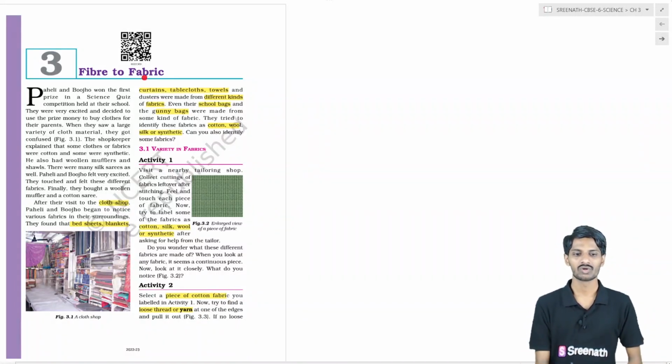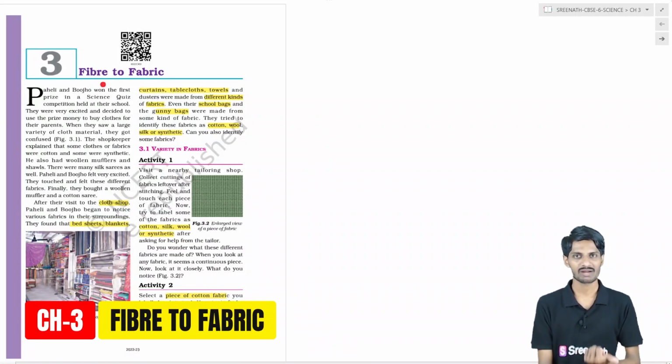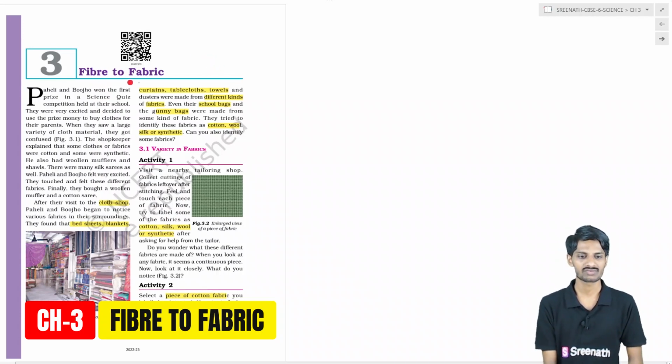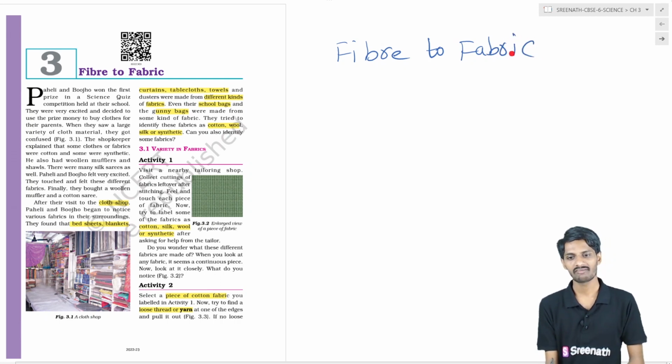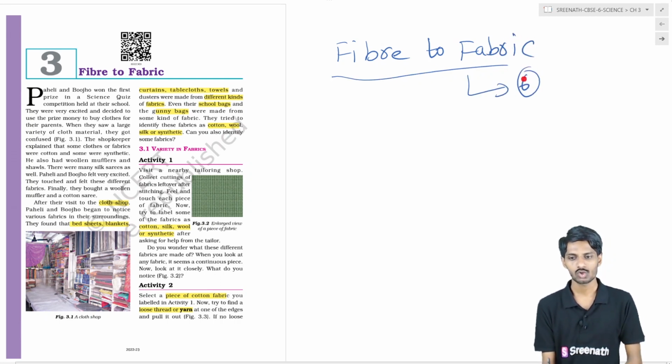In this video, we are going to discuss the third chapter from CBSE Class 6 Science textbook, which is Fibre to Fabric. So, what is the chapter name? That is Fibre to Fabric. In this chapter, we have almost 6 topics. We are going to have an overview of this chapter. After that, we will discuss each topic in detail, and then a summary. Before going to that, let us have some introduction.